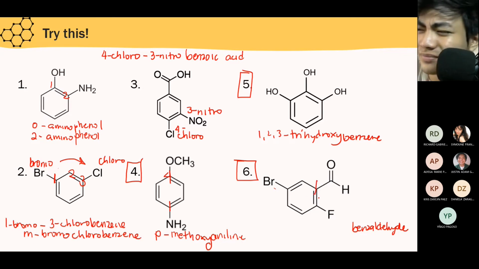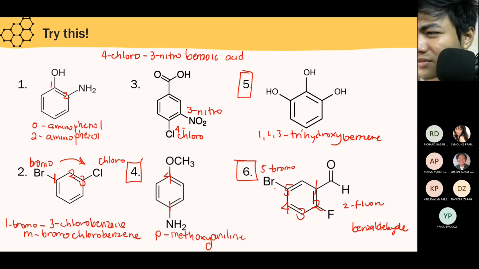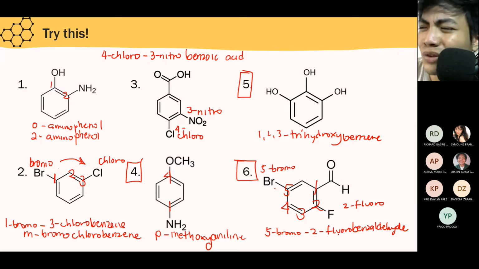So, start ka dito. Ako magka-clockwise ako kasi pag clockwise, 2 agad to. If you do it counterclockwise, 3 pa yung substituent mo. So, obviously, 2 is lower than 3, so I will choose the clockwise rotation. So, si bromo nasa 5, si fluoro nasa 2. Alphabetical na lang, una muna si bromo, sunod si fluoro. So, 5-bromo-2-fluorobenzaldehyde.